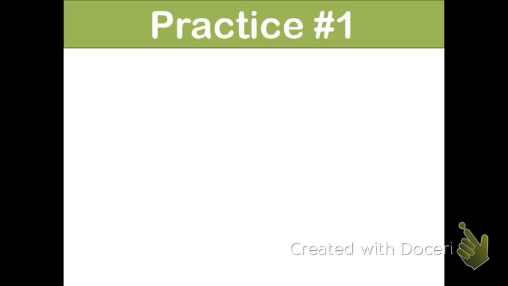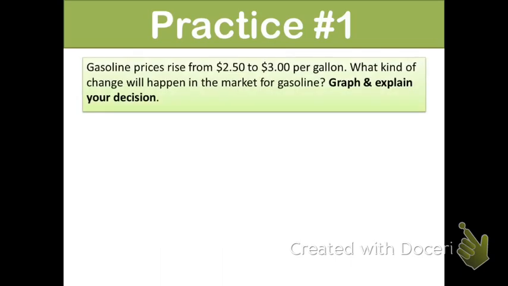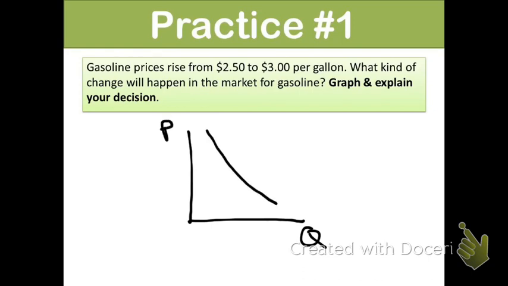And so we do an example, and I did this one for the class to model how to do this. We always set it up the same. So we're going to start off with our price and quantity and label them, and then we can put in a demand curve and we label it D1. So that's what we'll start with all the time. And then we look at our question. It says gasoline prices rise from $2.50 to $3 per gallon. What kind of change will happen in the market for gasoline? Graph and explain your decision.